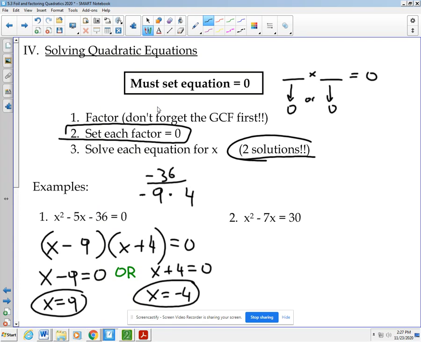Here, two solutions. How would you check if the answer is correct? If you substitute 9 back in the equation, you will get 0. And if you substitute negative 4, you will also get 0. Okay, so pause this video and try example number 2.